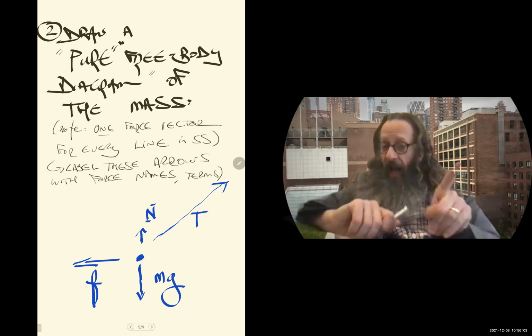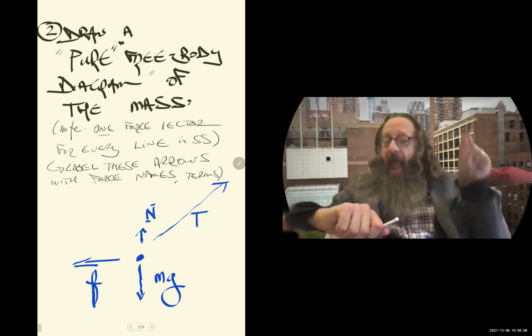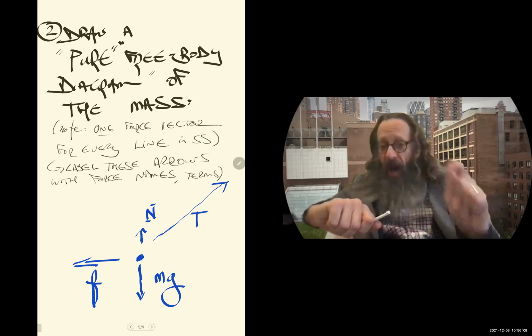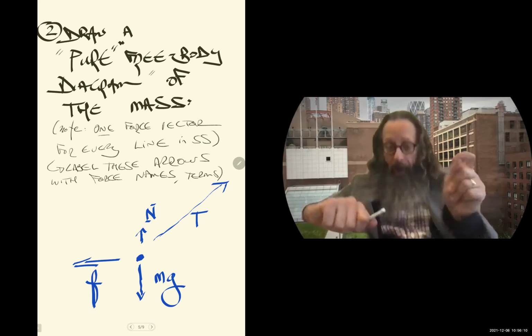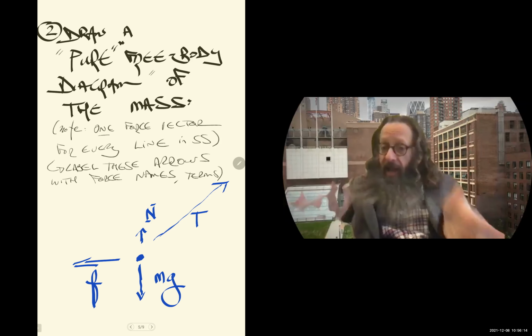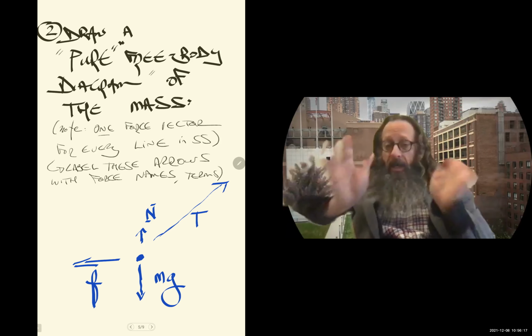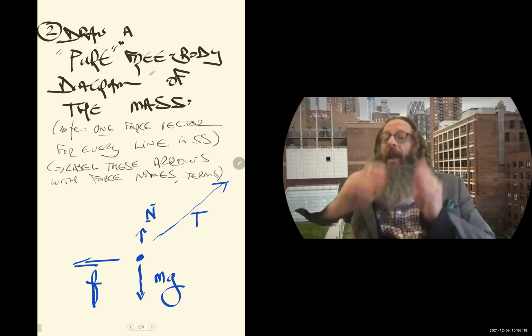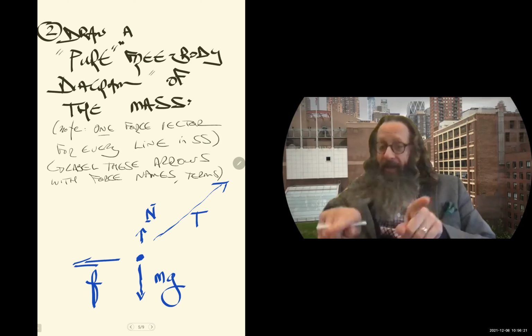And so once you decide what your axes are, then any arrow, and there may be more than one, that's not parallel to one of your axes is the arrow that gets broken up. Okay, and again, let me emphasize, this is a choice for any given problem we do.